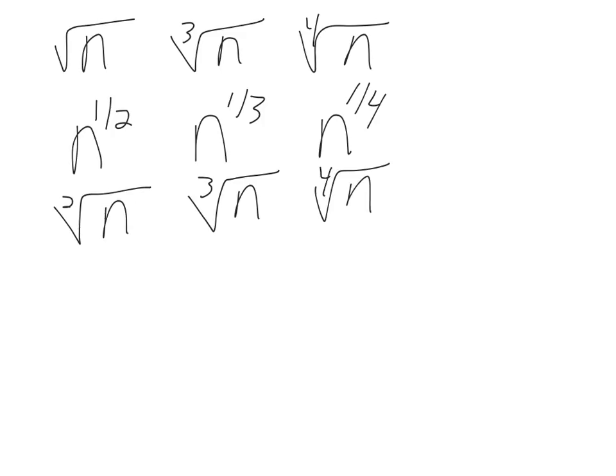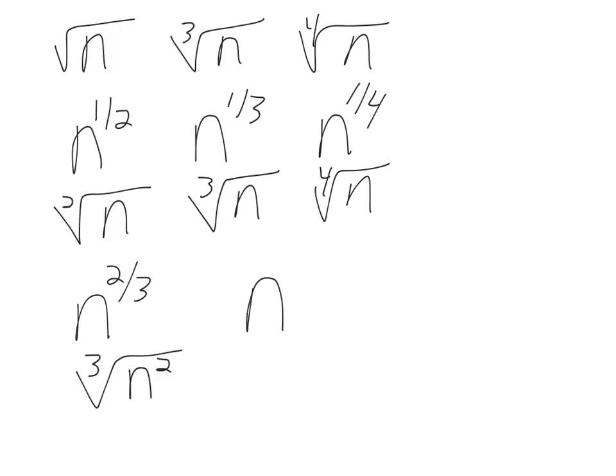And let's see, what if they had n to the 2/3? That means that the bottom number, the one in the denominator, the 3, always goes on the outside, so that's the index. Then the variable, and then the numerator, the number on top, goes inside there. So that's the cube root of n squared.